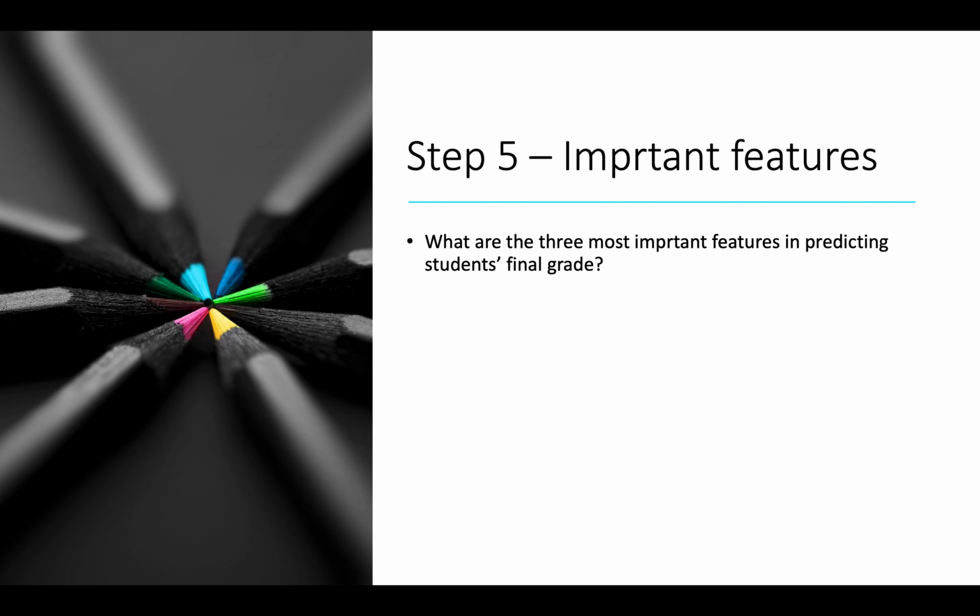After that, we get to step 5, which is the important features. There's a typo here, I need to fix this. And basically what you're going to answer is: what are the 3 most important features in predicting a student's final grades? And if you don't remember how that is done in a random forest classifier, I refer you to the tutorial video for this lecture, and the final section of it was dealing with random forest classifiers. Go through that part and see what I mean by important features.